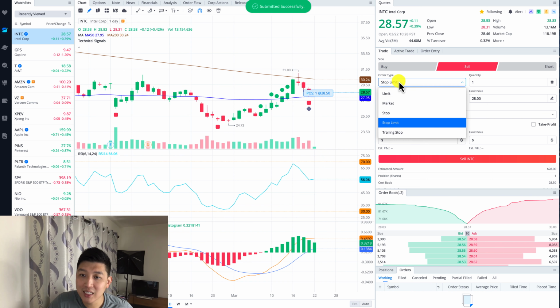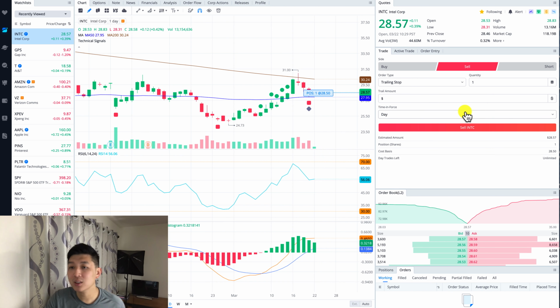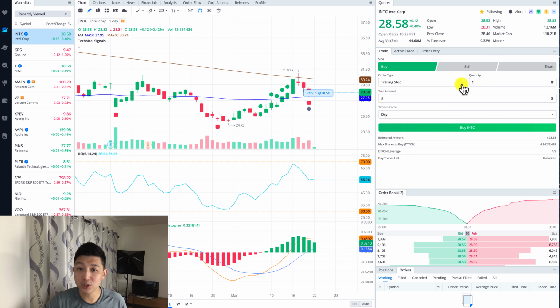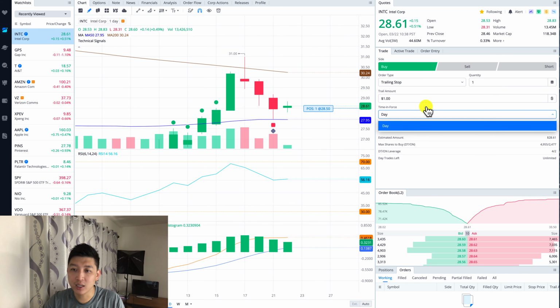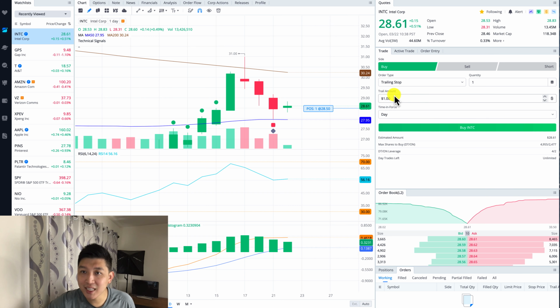All right, and lastly, there's a trailing stop. Trailing stop is really beneficial if you want to minimize your risk of losing more money, and if you want to buy more stock that would be beneficial for you in the future. For this example, I have quantity 1, trailing amount is set to $1, and you could change it to a percentage amount over here. So let's say just $1, and then time in force is going to be day. There's no good till cancel because it's a trailing stop order. So what that's saying is right now Intel is trading at 28.61.